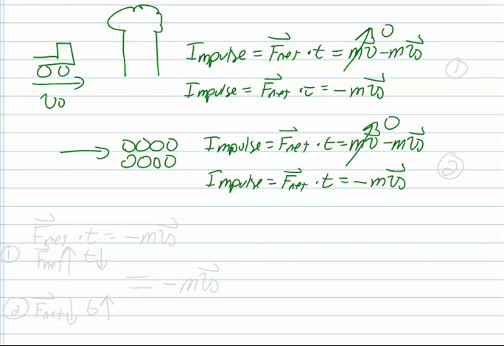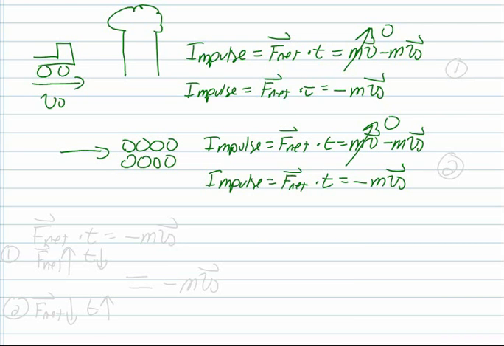Since the initial velocity is the same in both cases, the impulse is the same. The change in the object's momentum is identical for both cases. You are moving at v0 when you start. You are moving at 0 when you stop. Therefore, the impulse change is the same. But it's not the impulse that does the damage, it's the force. But if you look, F net times t in both cases is negative mv0.